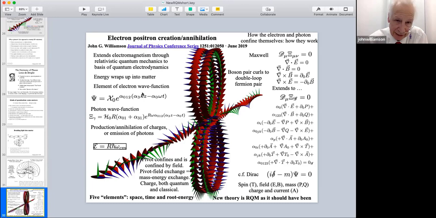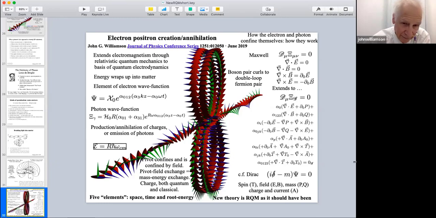So what you start with is an element of electron wave function, photon wave function here. So you either go from this to that or from that to this, production or annihilation of charges or emission of photons, where the energy is given by h bar omega. So these are the equations governing that. We've talked about those. Those are the equations I had before. So that is the process by which electron-positron pairs are created. And they're only ever created in pairs. You can't create just electrons or just positrons because you need to conserve all the conserved quantities: energy, momentum, charge, spin, lepton number, etc.